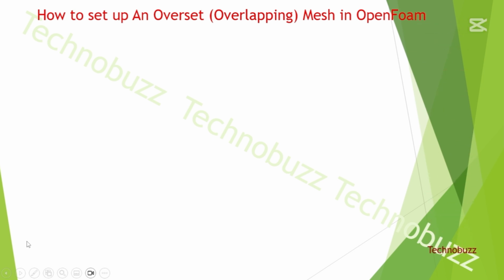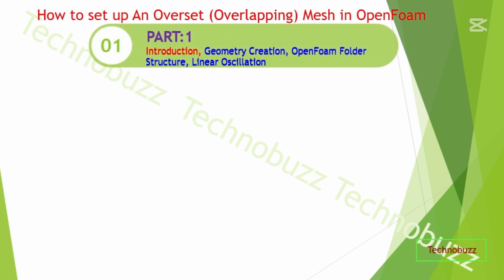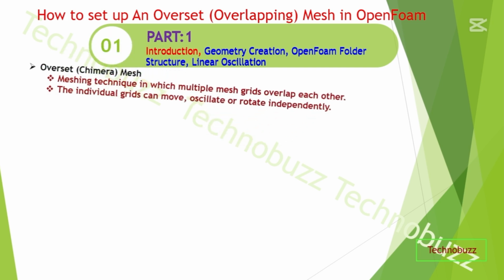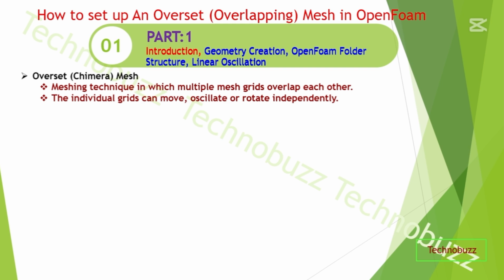In this first part, I will present a brief introduction, geometry creation, OpenFoam folder structure for overset mesh simulations, and finally show animations of a simulation with linear oscillation of the object. Overset meshing, which is also called Chimera meshing, is a meshing technique in which multiple mesh grids overlap each other. This gives freedom to move, oscillate or rotate the mesh grids independently.